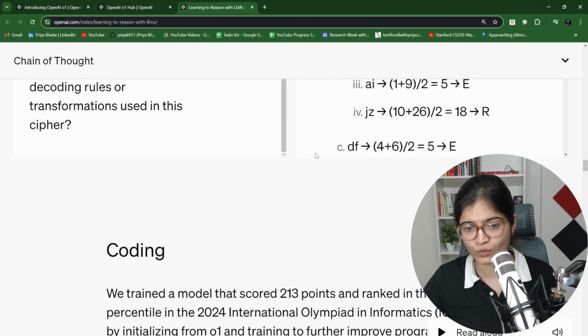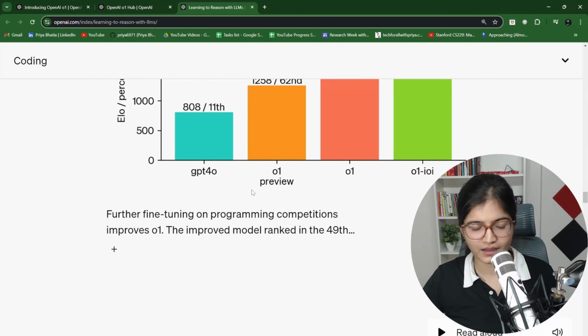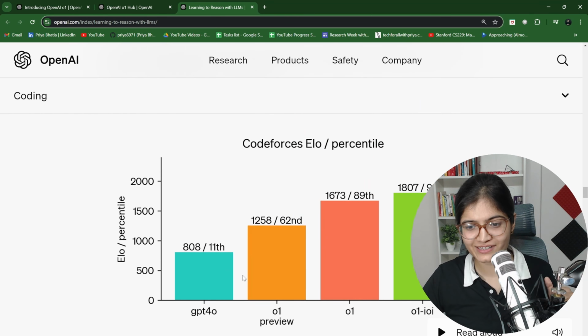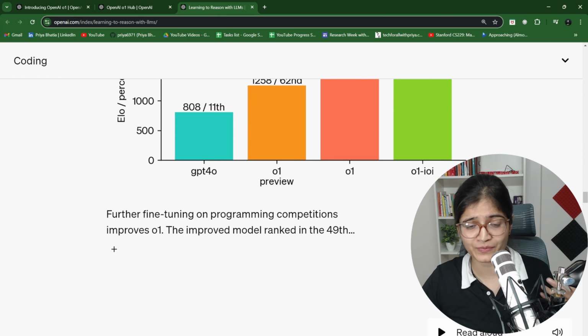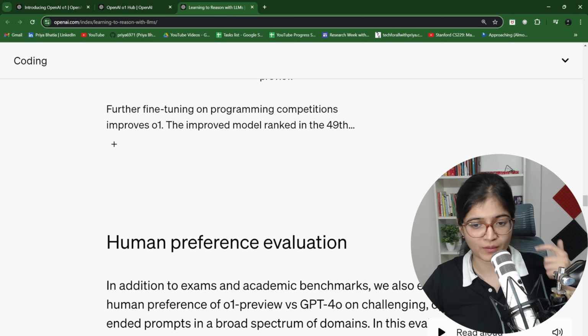But yeah, this is a very interesting part out of the complete portion which I have found. Then you can see again the performance in Codeforces. We already have discussed that it performs pretty well. I think O1 IOI is a very huge model giving a superb performance.